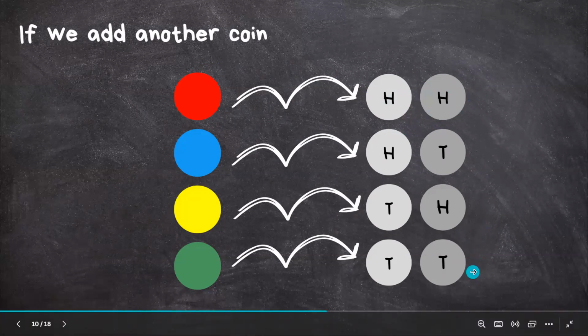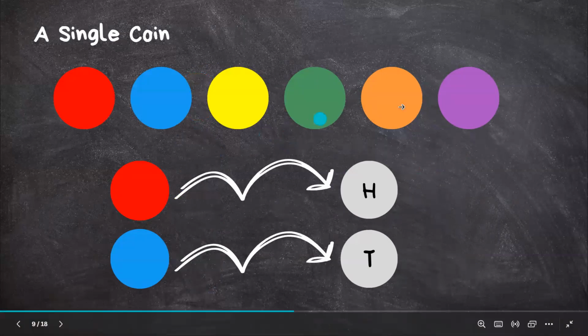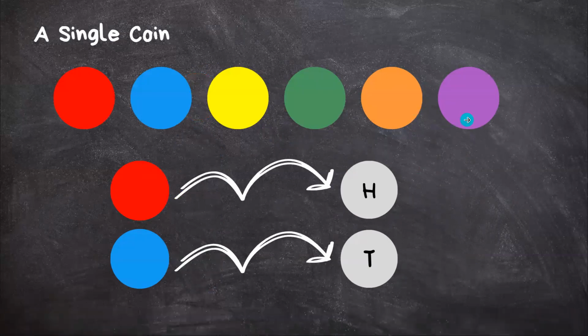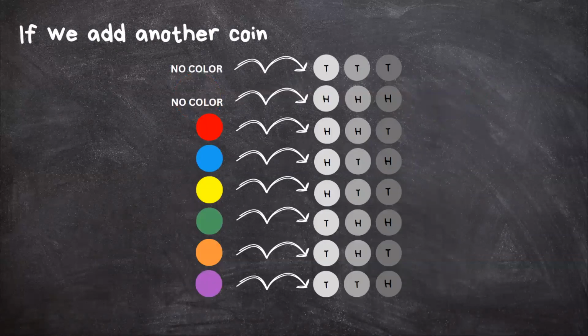But again, as you can see, with 2 coins we're still not able to achieve our goal, because we have a total of 6. We still have this orange and purple here that we want to communicate. So 2 coins is also not helping us. Then we need to add another coin. We now need to add 3 coins to do the job.